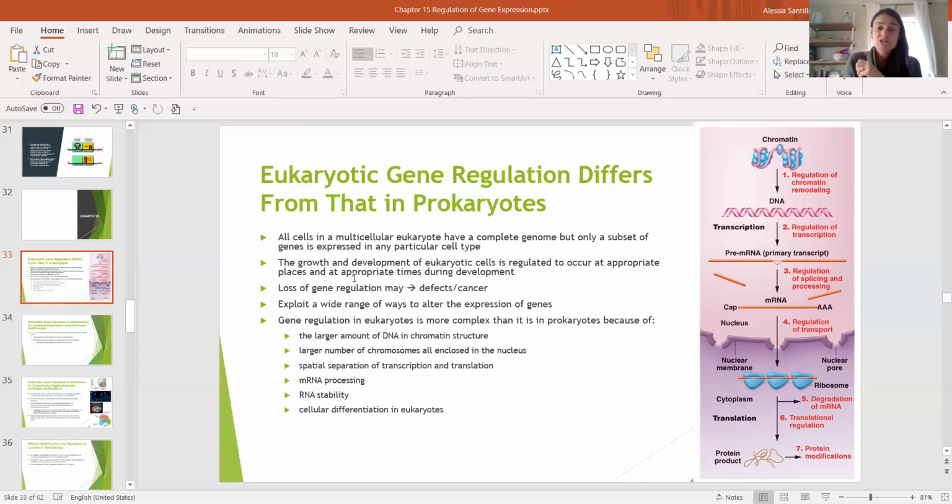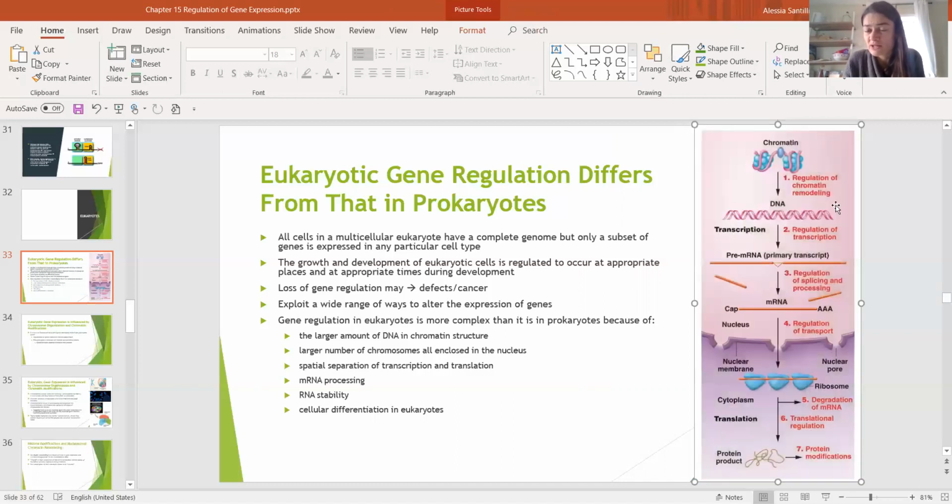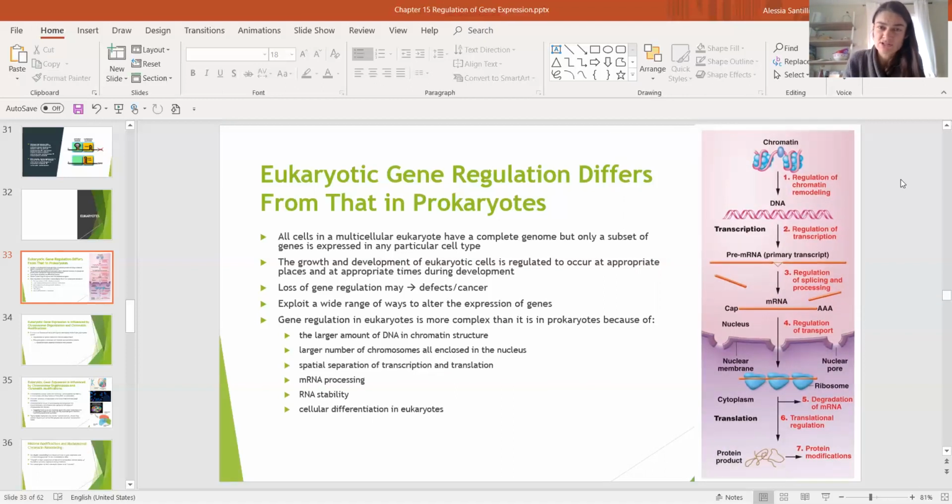So, regulation in eukaryotes. Since eukaryotes are a lot more complex, the regulation here is going to be a lot more complex too. They exploit a wide range of ways to alter the expression of genes. There's all sorts of things. In bacteria, we mainly focus on transcriptional regulation. I did mention that it also has translational and post-translational regulation, but we didn't really focus on that much.